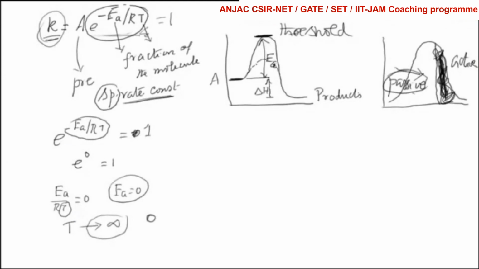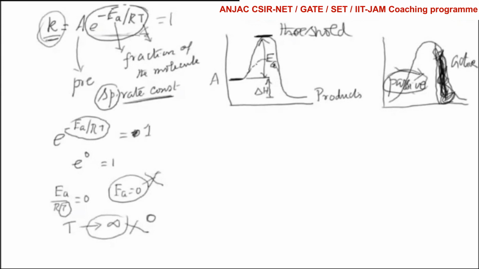But this is only theoretically possible. In practice, for any reaction, Ea is never 0, and infinite temperature can never be achieved. Therefore, in practice, the K value would not be equal to A at all.